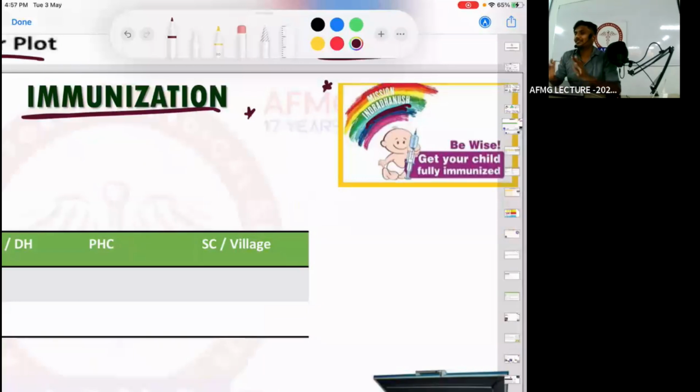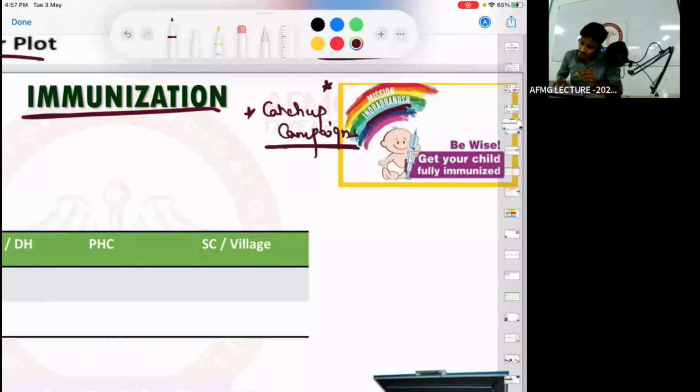According to Mission Indradhanush, catch-up campaigns have been launched. What do we mean by catch-up campaign? Catch the children and give them the injection. That is what a catch-up campaign is. Whichever child is immunized or unimmunized, irrespective of his immunization status, just immunize that child. So that is what Mission Indradhanush is. Here we have launched catch-up campaigns.